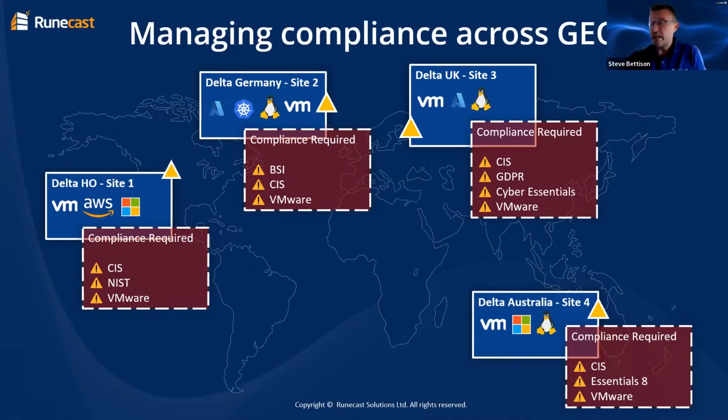And Australia might be an R&D part of the business. It's got some VMware, it's got some operating systems there. As well as CIS and VMware, it also needs the Essential 8, which is the Australian compliance framework. So very, very challenging. If it's a manual process that organizations are going through, there'd probably be lots of different teams of people, IT operations, security compliance teams, and lots of resource to ensure that you're compliant across all of these different sites.